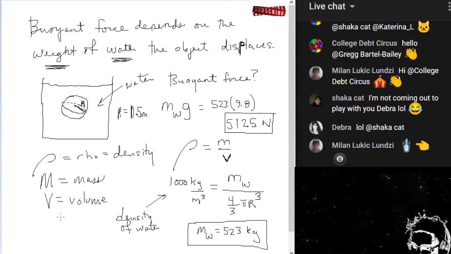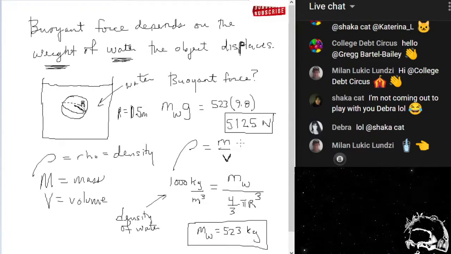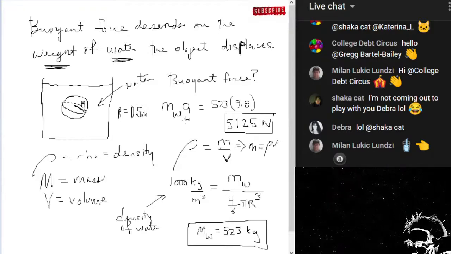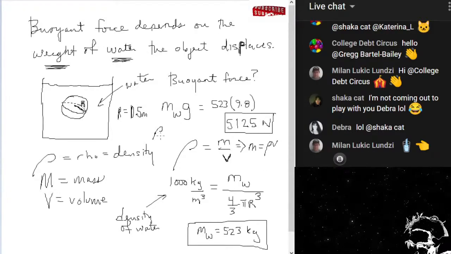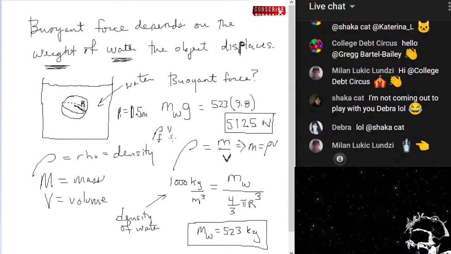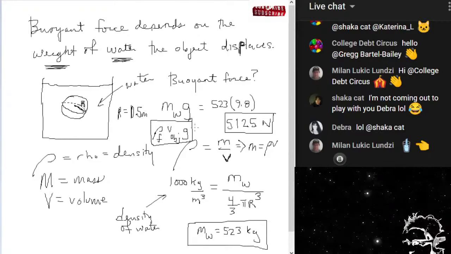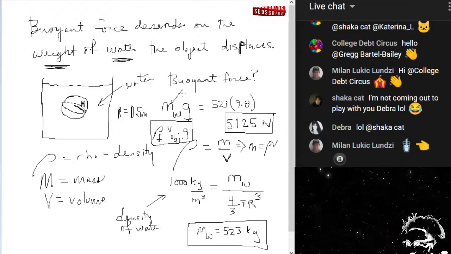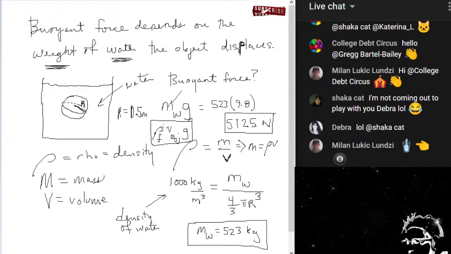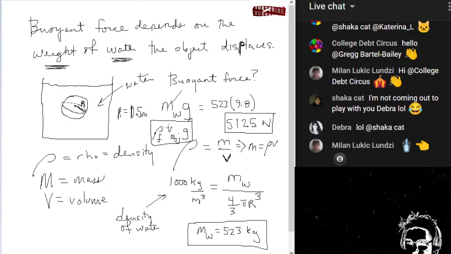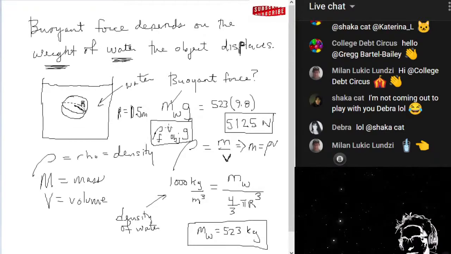Now let's go back to this. We can say that rho is m over v, so mass is really rho times v. So we can say the buoyant force is the density of the fluid times the volume of the object times g. But another way to calculate is what we just did. That's why you don't really need to know the mass of the object. You only need to know the density of the fluid and the volume. So, the weight of the fluid the object displaces.